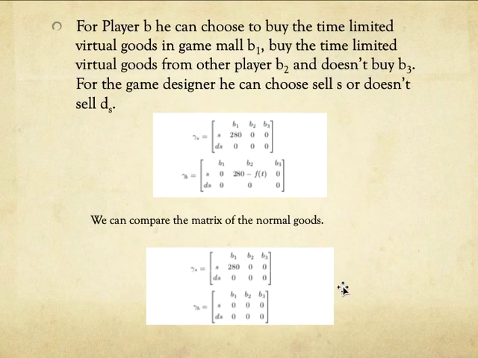Nobody can be sure of that. So for the player B, he can choose to buy the time limited virtual goods in game mode, which is action B1. Buying the time limited virtual goods from another player is action B2 for him, and not buying the time limited virtual goods is action B3. For the game designer, he can also choose to sell or not sell the time limited virtual goods, which is DS and S.